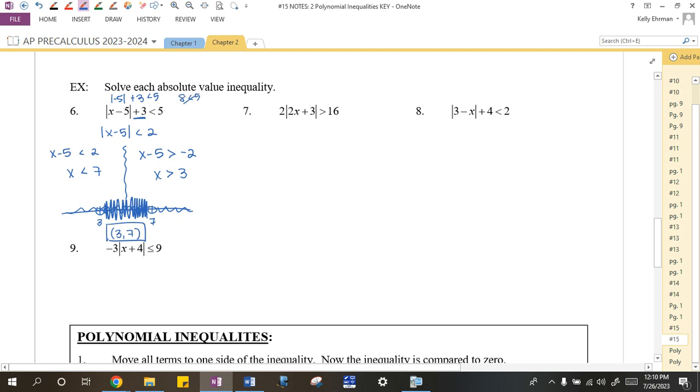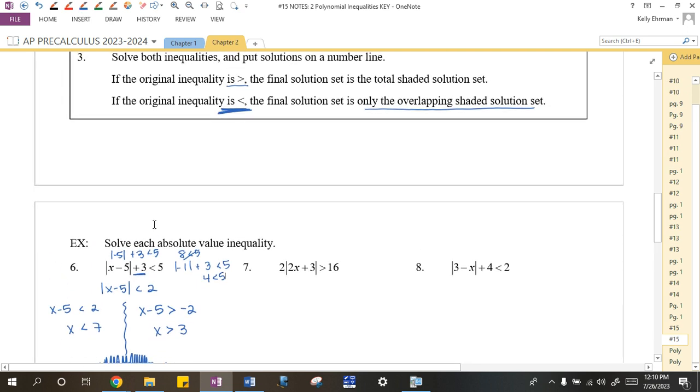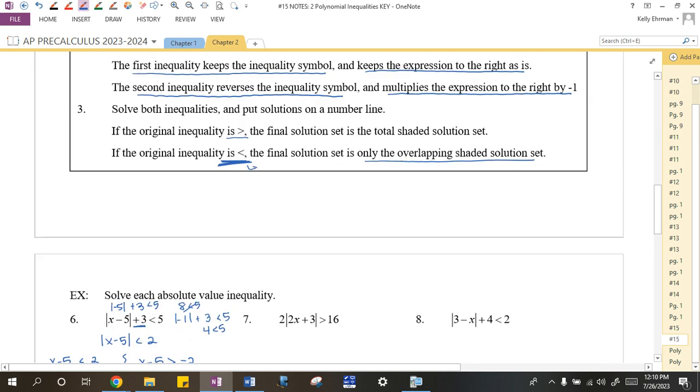So if I pick something between 3 and 7, like 4, if I put in 4 here, I get the absolute value of -1 plus 3. 1 plus 3 is less than 5 still. So anything between 3 and 7 will satisfy this inequality. The way I remember that is that less than is like less than, and meaning I want the overlap, if that helps you remember that. And then we'll look at some greater than problems and talk about that.